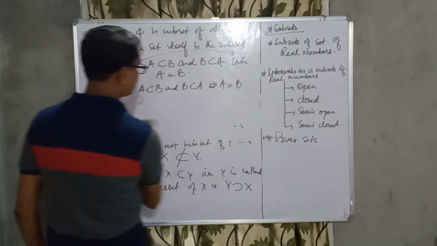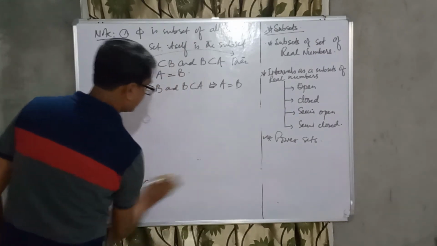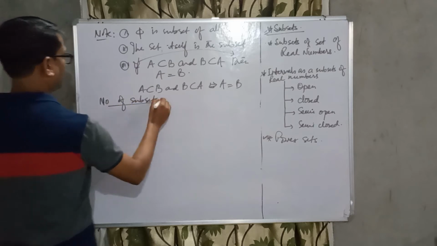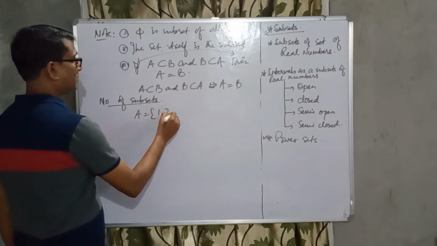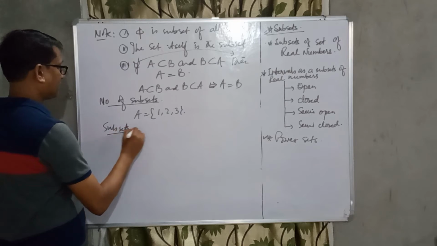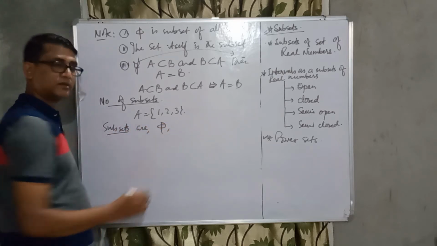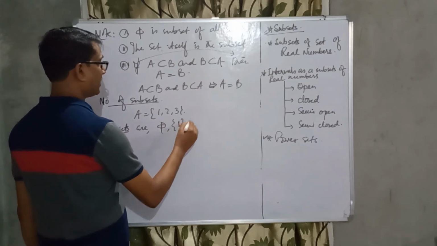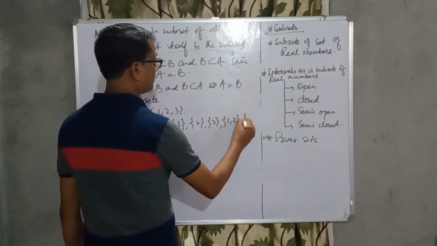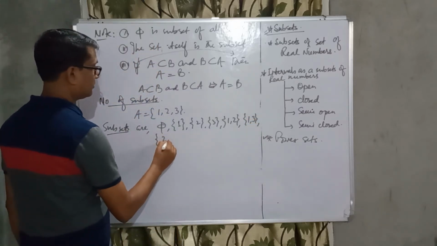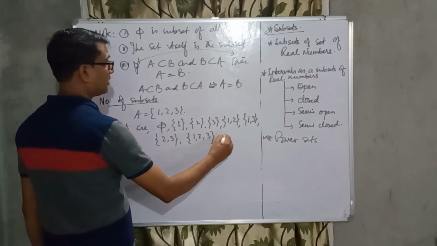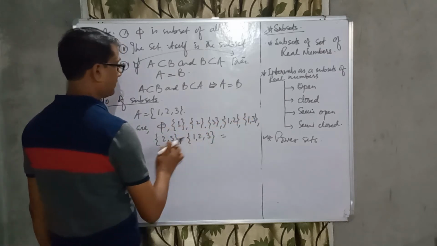Now how can you find the number of subsets? Let's see. Suppose A is a set with number of elements 3. What are the subsets? First subset is phi, the empty set. Next, taking one element: {1}, {2}, {3}. Next, two elements: {1,2}, {1,3}, {2,3}. And the last one is the set itself, {1,2,3}. The total number is 1, 2, 3, 4, 5, 6, 7, 8. So the number is 8.